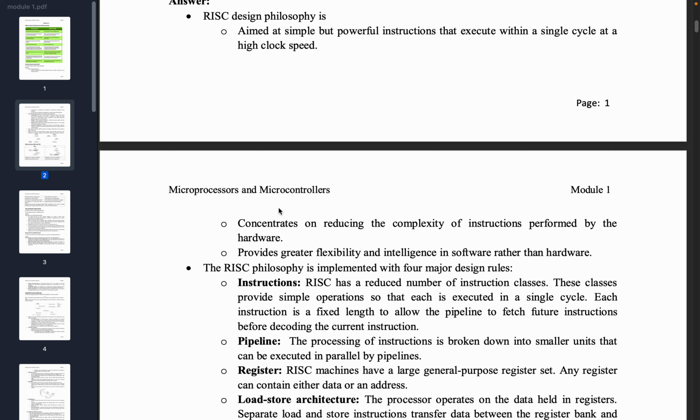Then the pipeline is a process where an instruction is broken down into smaller units. That means instructions are broken down into smaller units, which is called a pipeline in a simple way. These smaller units can be executed in parallel by pipelines. That part is called a pipeline.